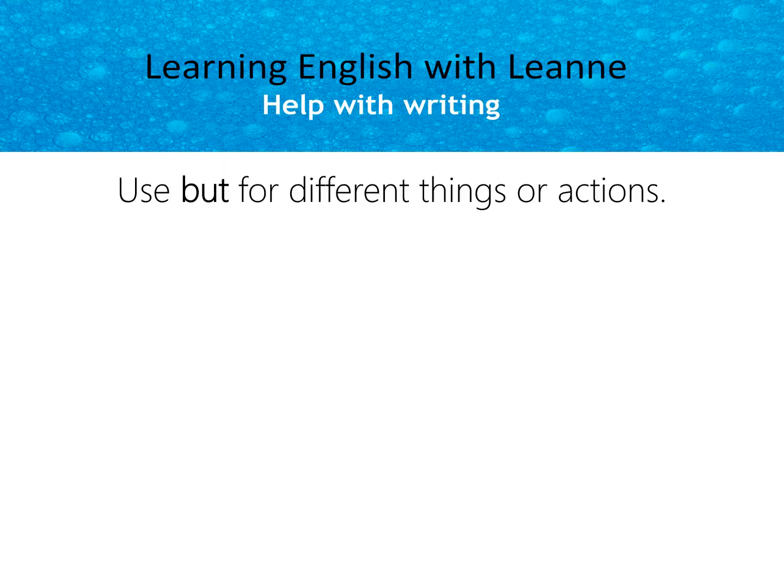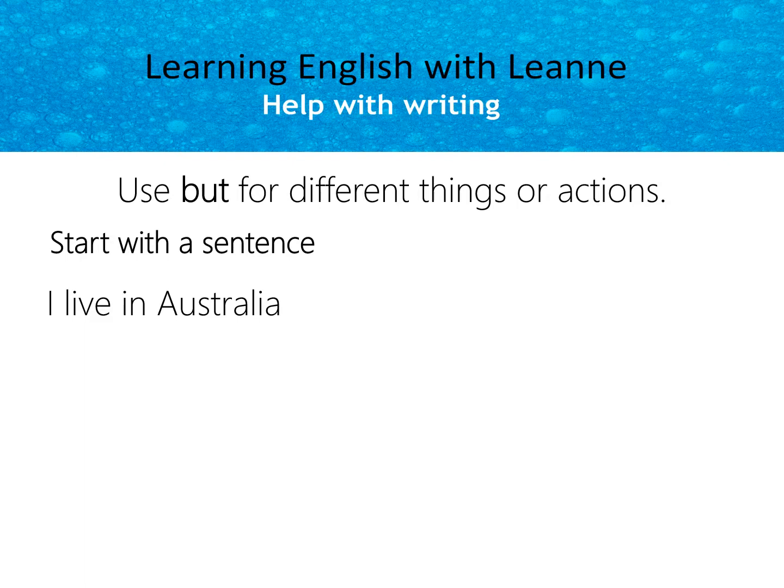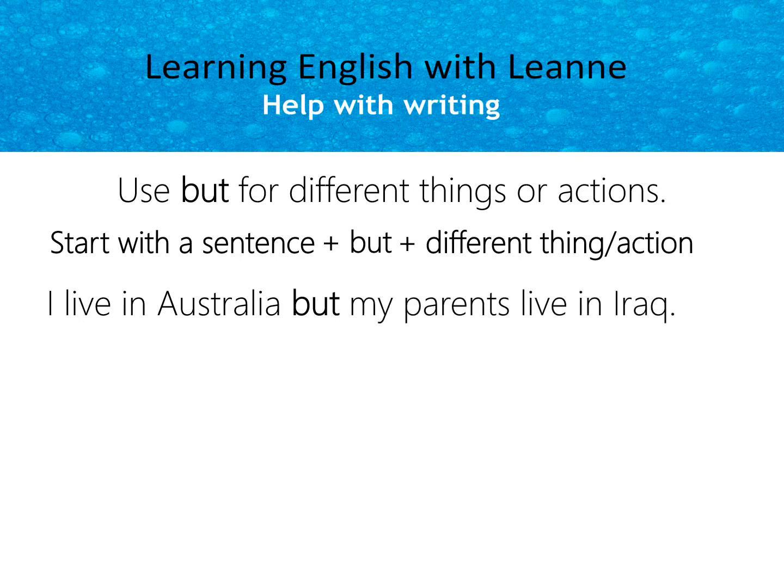Use but for different things or actions. Start with a sentence. I live in Australia. Use but and add a different thing or action. So you can see in the sentence, I live in Australia, but my parents live in Iraq. So the different thing is two different countries.